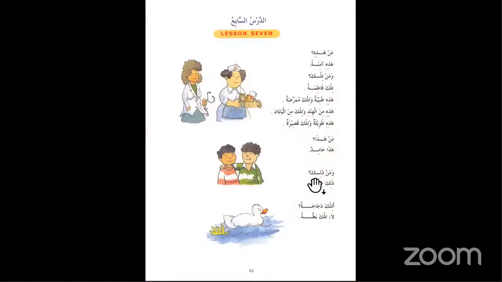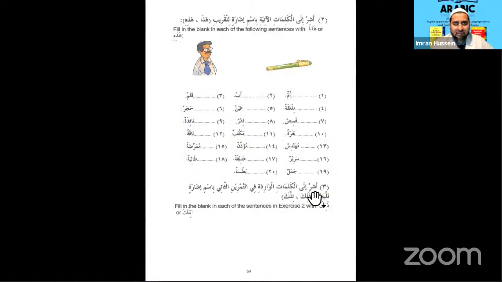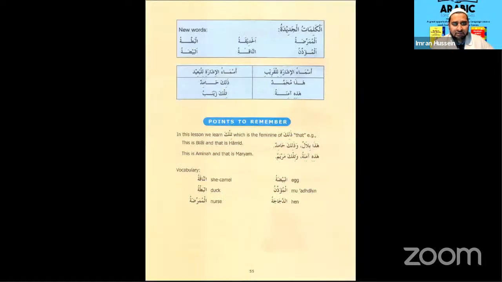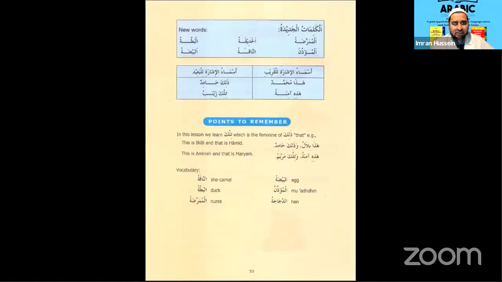Jiddan means very. For example, haza kabirun jiddan. This is very big. Excellent. Okay, now I'm going to start lesson number seven because lesson number seven is very short. But before I start lesson number seven, I just wanted the points to remember so that it's crystal clear.